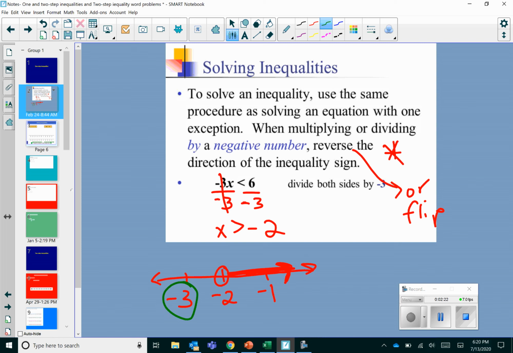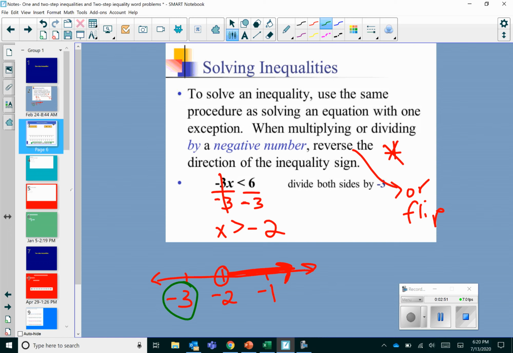Now, let's say for some reason I choose a number that's not in my graph. Let's say I plugged a negative 3 in. Well, negative 3 times negative 3 is a positive 9. Is positive 9 less than 6? No. So now you can see only the numbers included in your graph are considered solutions. They would work in your inequality, whereas numbers that are not in your graph, like negative 3 in this example, will not work in your inequality. It would not be a true statement once you solve it.